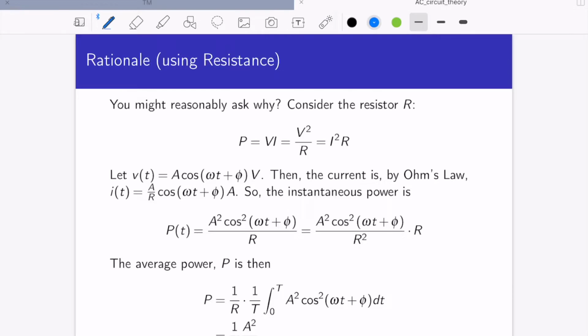We can then write the average power as 1 over R times 1 over T, the integral from 0 to T of A squared cosine squared of omega t plus phi dt, which will be equal to 1 over R times A squared over 2.